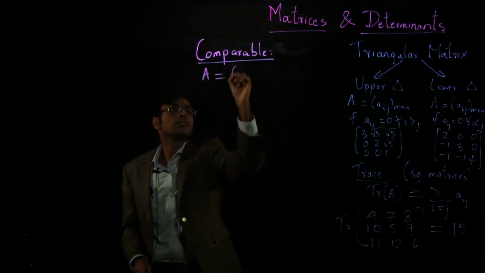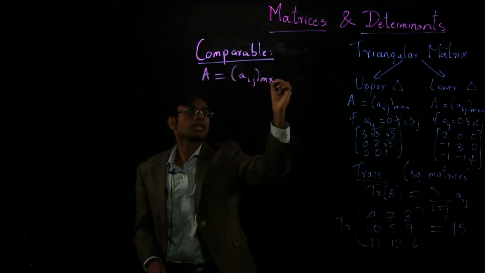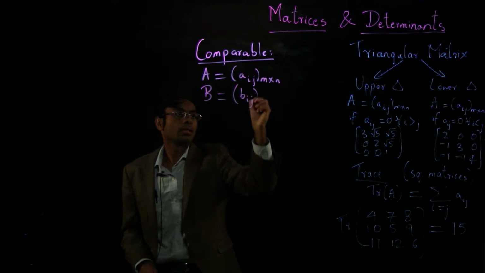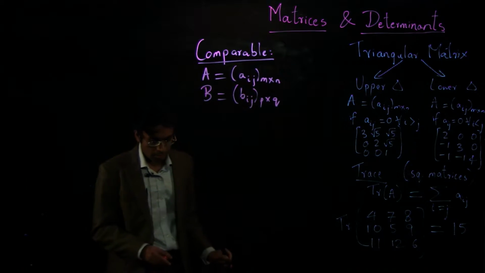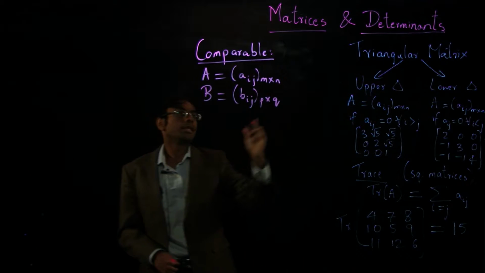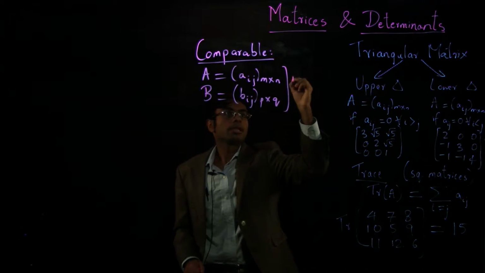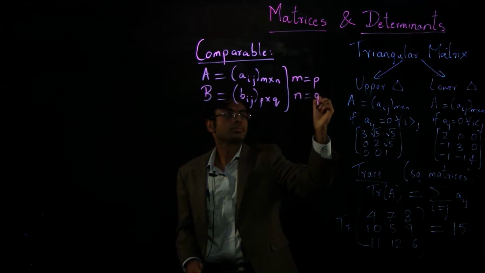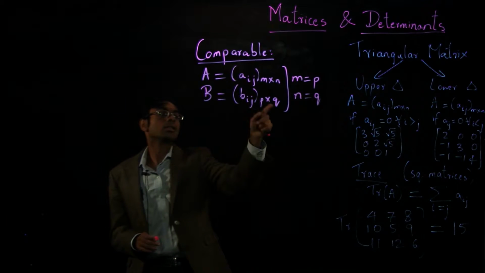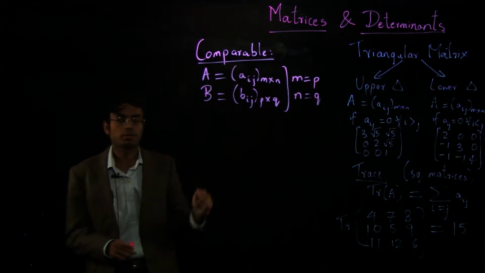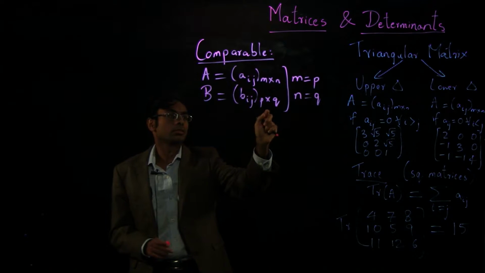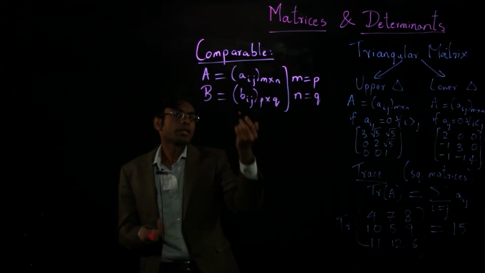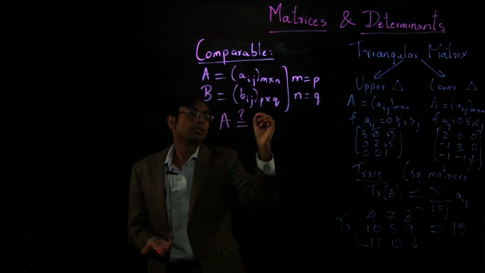So let's say A is one matrix, Aij M cross N, a general class of matrices, not necessarily square. Then you have a second matrix, Bij P cross Q. Then you can directly compare A and B only if M equals P and N equals Q. In other words, the number of rows of A should equal the number of rows of B, and the number of columns of A should equal the number of columns of B. So what can you compare? Well, you can compare, is A equal to B?